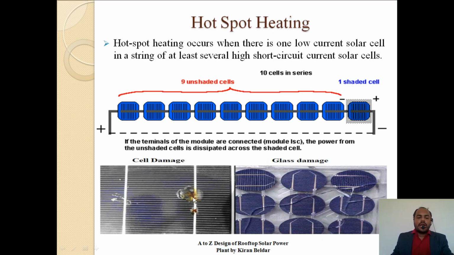Due to the permanent shadow at this position, there is low current formation in the solar cell, and because of which a large amount of current flows through the shaded cell. Because of that, it goes into the forward bias condition, and therefore heating happens over here.